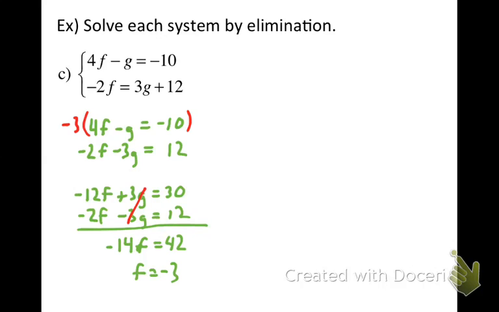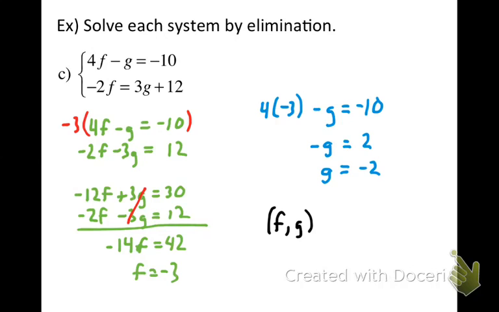Let's just say I go back to the original first equation here. So you see I've rewritten that equation replacing f with negative 3. And so I've got negative 12 minus g equals negative 10. Let's go ahead and add positive 12 to both sides. That'll give me the opposite of g equals 2. And then divide by negative 1. You get g equals negative 2. So we can say that f comma g is equal to negative 3, negative 2.